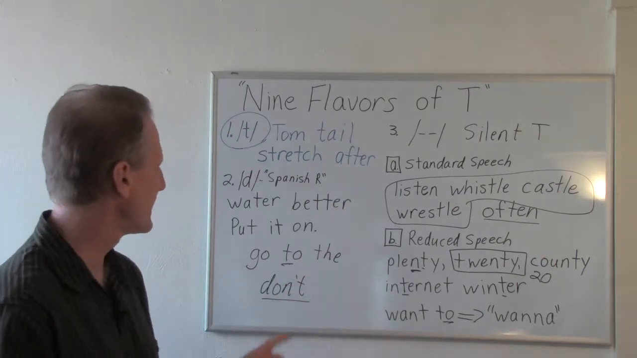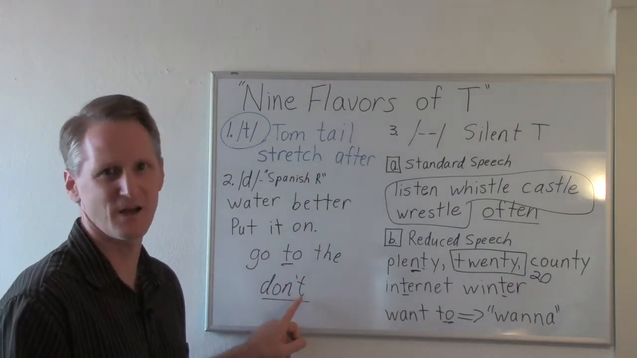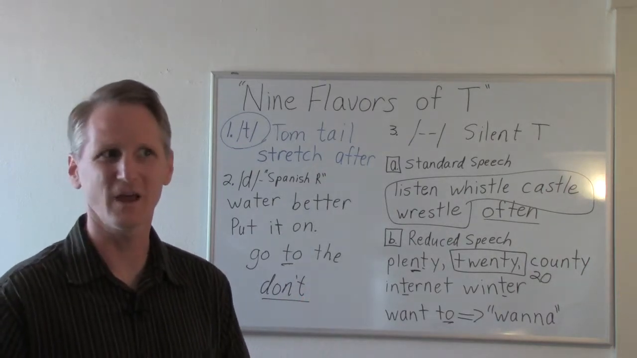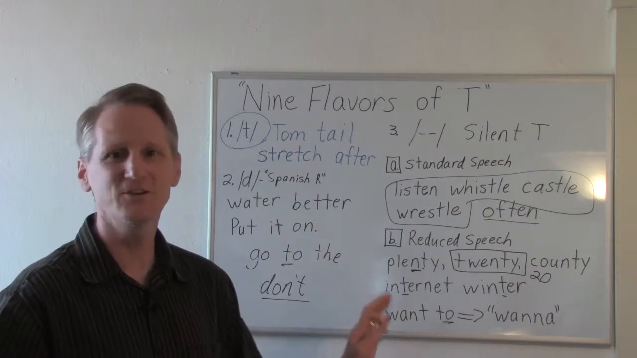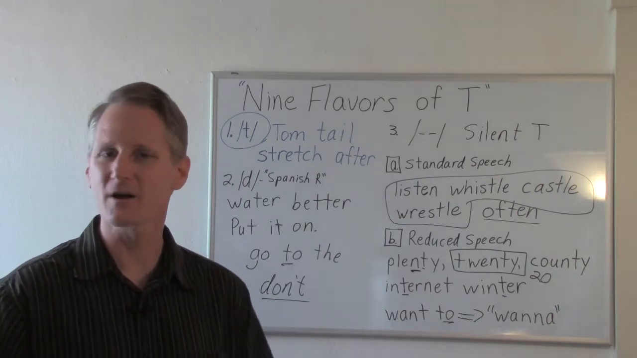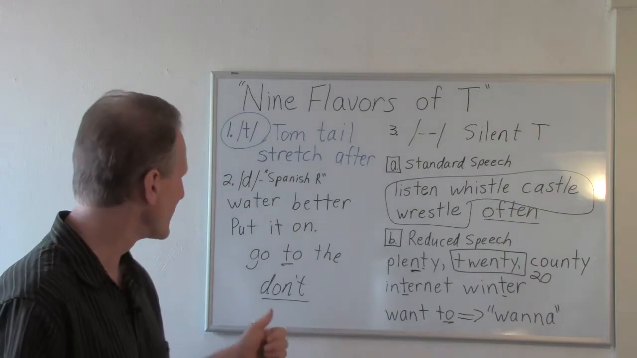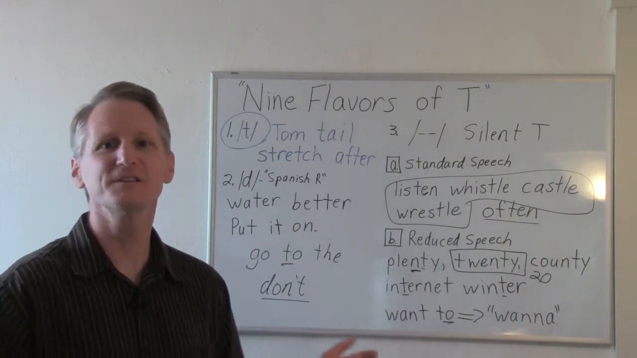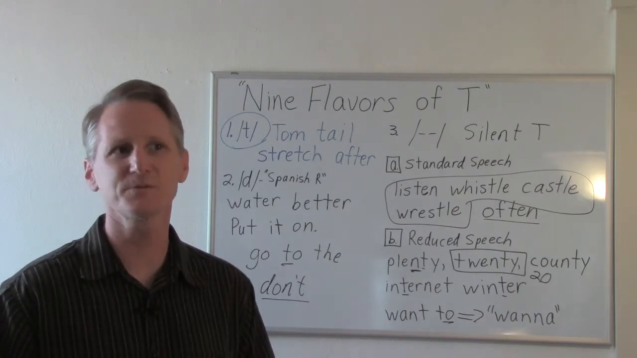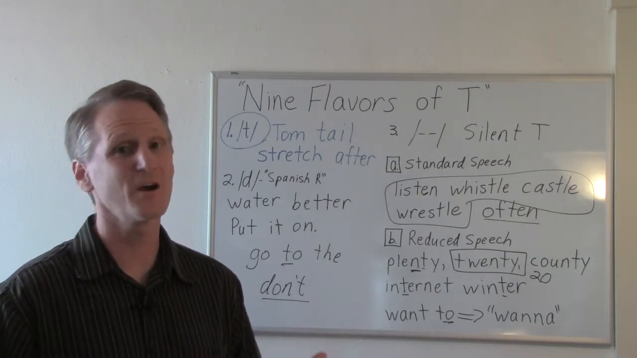In don't, the T is also in danger of missing. I don't want to go. Okay? Okay, I don't want to go becomes "I dunno wanna go." So the N and the T can be missing. These are called reductions in English. It's in casual speech, but it's very, very common.